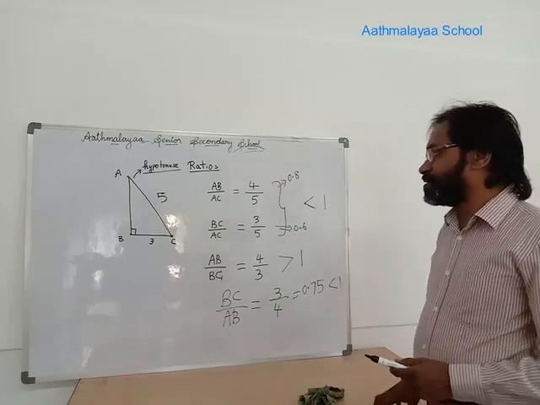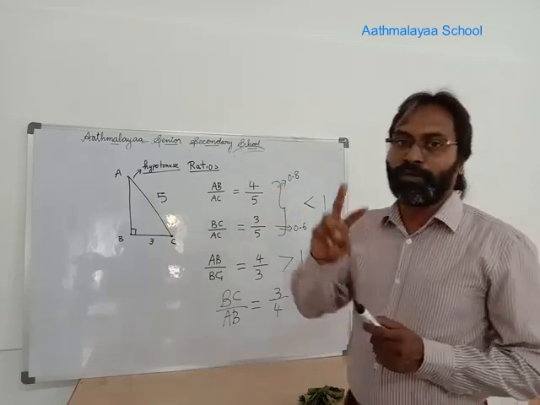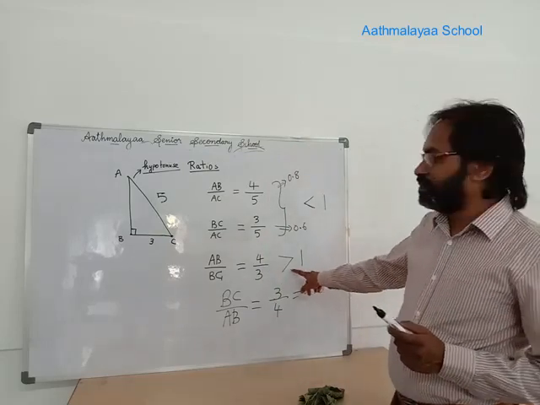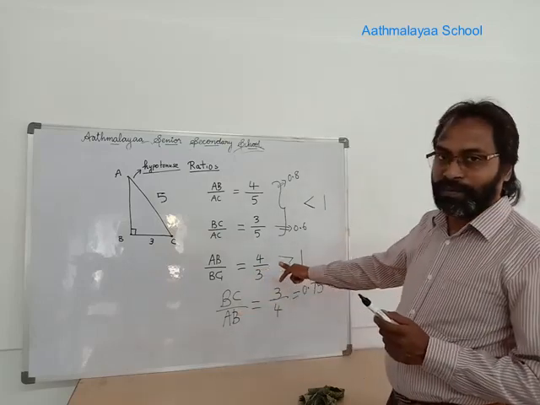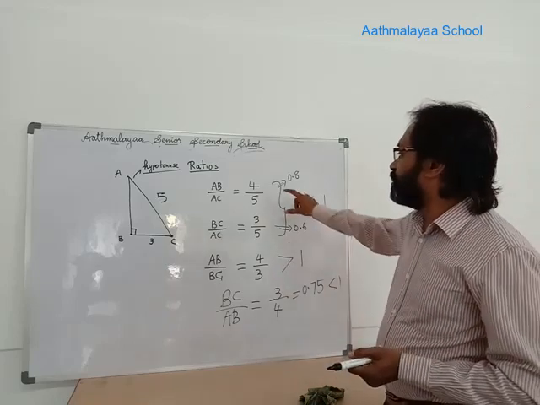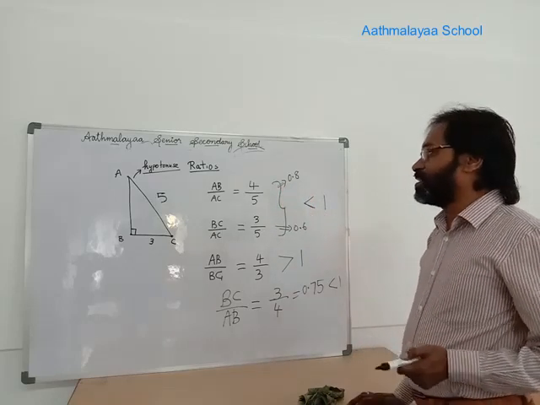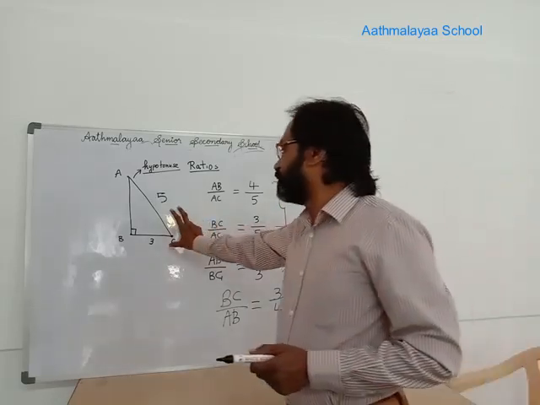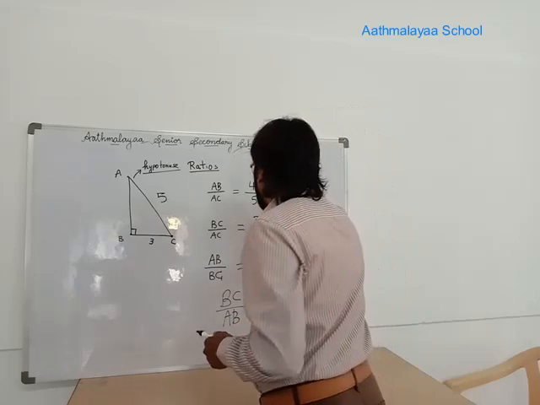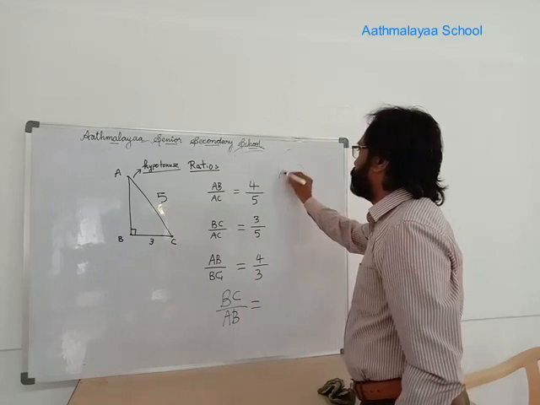So what I mean to say is, we started with 3 ratios, in which we found 2 ratios lesser than 1 and the third ratio greater than 1. Now if I reverse the third ratio, the greater than 1 value will naturally become lesser than 1, and the first 2 ratios will naturally become greater than 1. So what we understand from this is, in a triangle we can frame 6 ratios. How many ratios can we frame? 6 ratios.